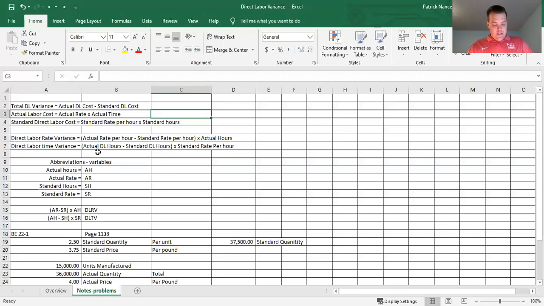But notice that with this math, if I'm just using the overall variance, I don't know whether that variance came from me paying my employees more than I anticipated, or if it came from my employees working more hours than I anticipated. And remember, these are all going to be adjusted based on quantity.